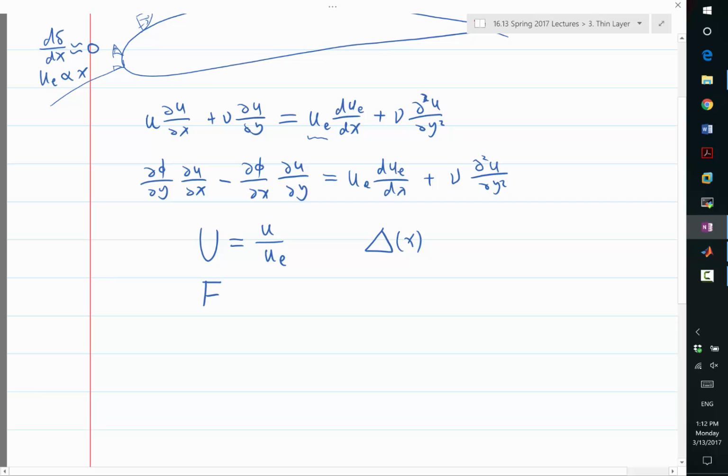Phi is the integral of u. So the dimension of phi is actually the dimension of u times the dimension of the length scale, right? So let's non-dimensionalize phi with respect to the product of the dimension of velocity ue and the length scale we have, delta. And let's keep in mind it's a function of x.